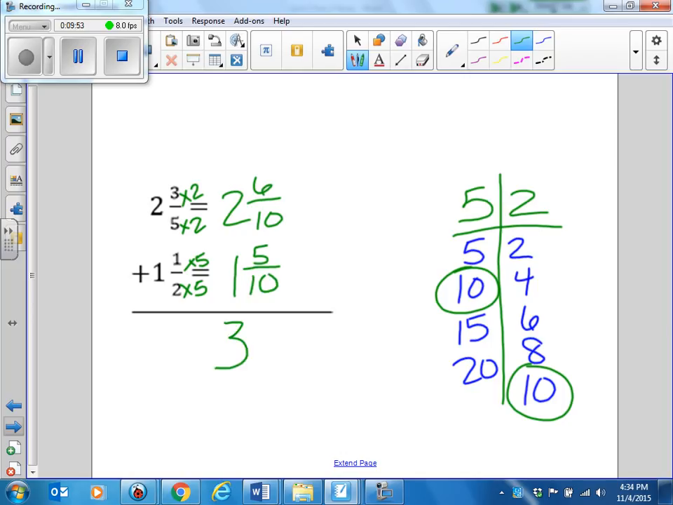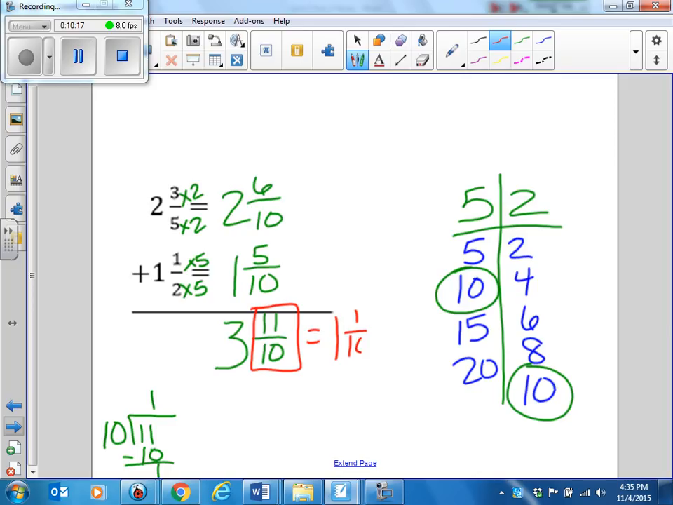3 and 11 tenths. All right, now I do have the improper fraction, so I do need to go ahead and go over here. And I'm going to say 10 goes into 11 one time. 1 times 10 is 10. Subtract, 1. So this part right here, the improper part, equals 1 and 1/10. And then I need to put the 3 and the 1 together. So I end up with 4 and 1/10.